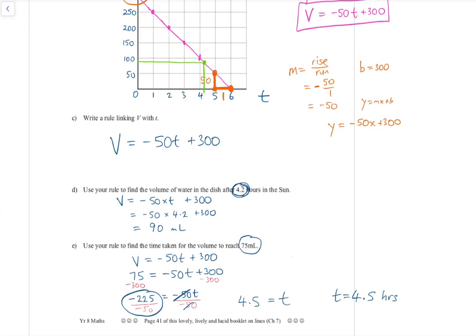If the dish was out in the sun for 4.5 hours, then we would have 75 millilitres of water left in the dish. And if I wanted to quickly check that, I could do that. The question says to reach 75 millilitres. So if I come across where's 75 millilitres, well, 50, 100, 75 would be halfway between 50 and 100. I go across to my line, I drop down, and the line that drops down is halfway between 4 and 5, which would be 4.5 hours.